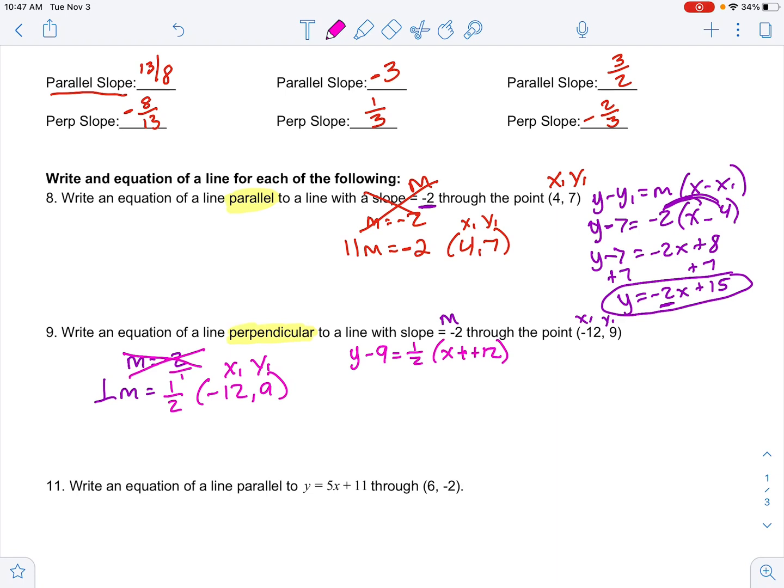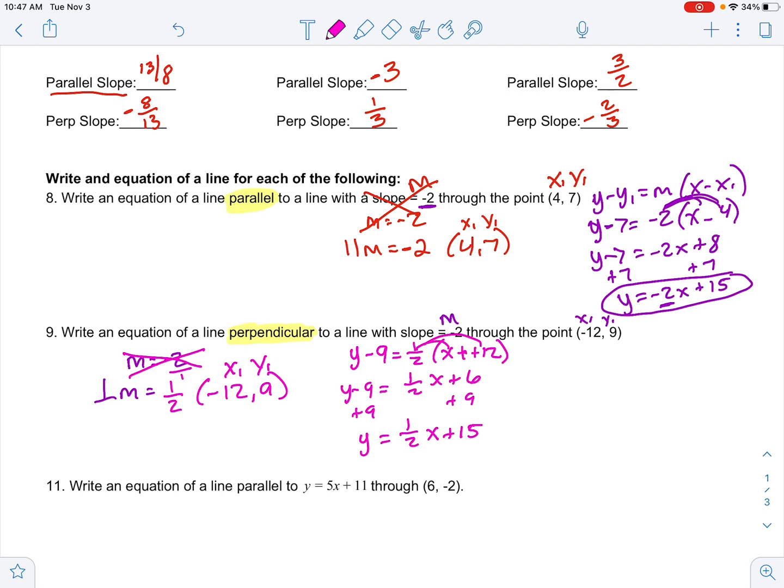And then we're going to solve for y to get y alone to get it in slope intercept form. So distribute your 1/2. We have 1/2 x. And then what's half of 12? That would be 6. We're going to add 9, same process that we have been doing. y equals 1/2 x plus 15 again.